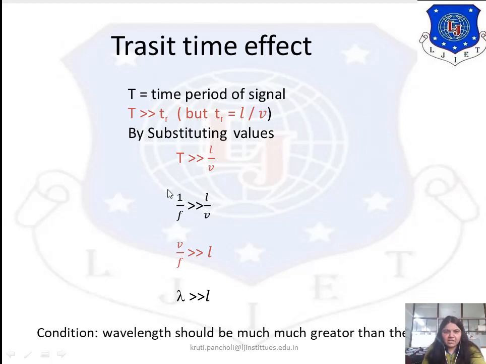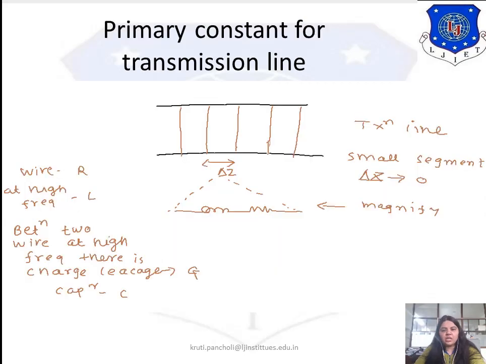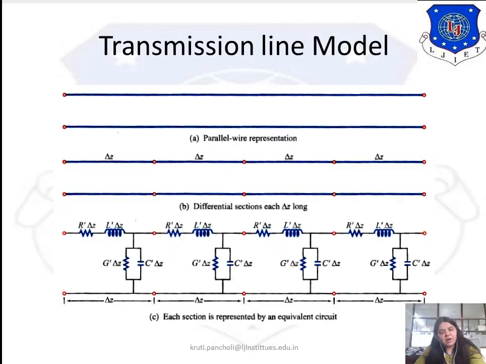We take this V to this side, so V upon F is much greater than L. What is V by F? V by F is lambda. Lambda is much greater than L. So the condition for neglecting the transit time is that the wavelength should be much greater than the length. By considering this condition, we can neglect the transit time effect in case of high frequency waves or microwaves.